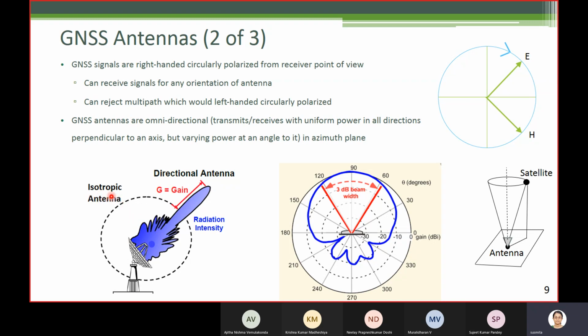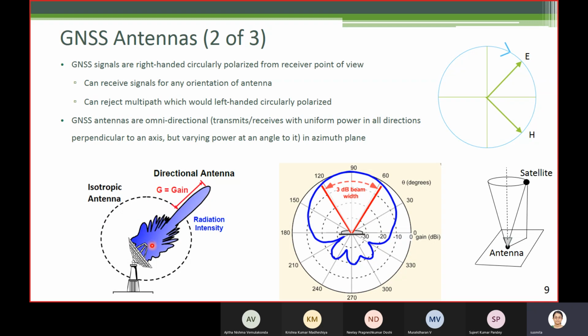So, what is an isotropic antenna? An isotropic antenna is actually an ideal concept. It does not exist in reality. It's an ideal antenna. An isotropic antenna is one which transmits power uniformly in all the directions. So let's say that the total power transmitted by an antenna is PT. This antenna is not isotropic, it is directional. So just imagine a hypothetical antenna which transmits total power PT and transmits it uniformly.